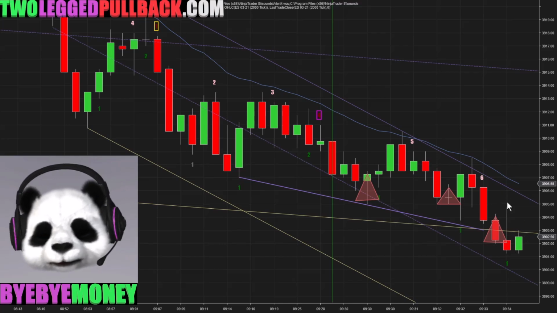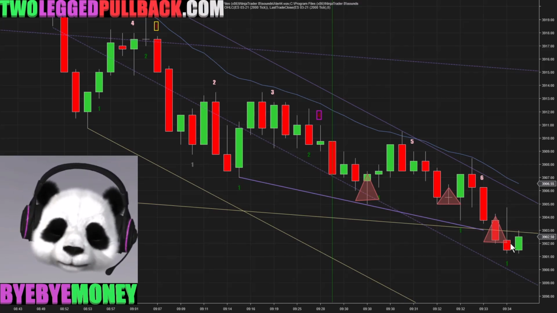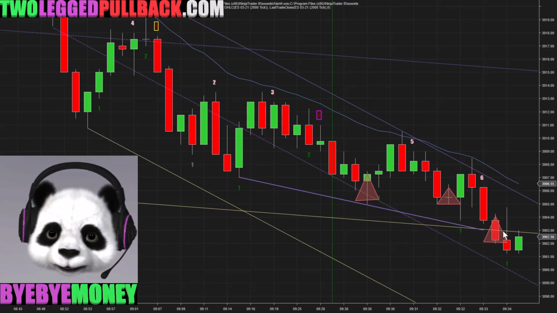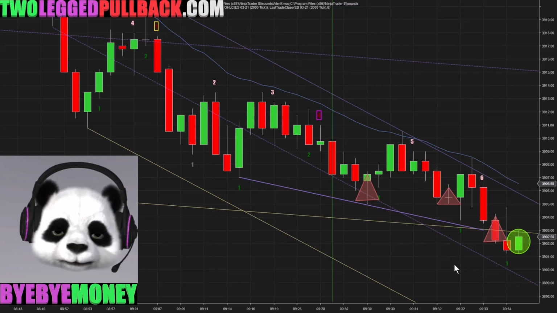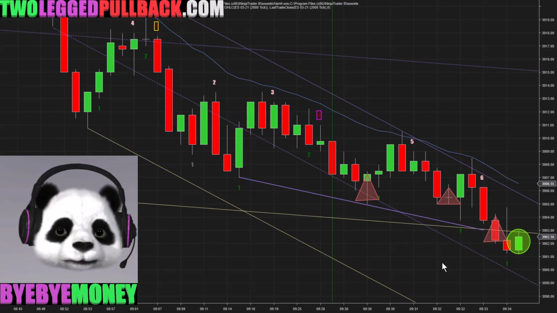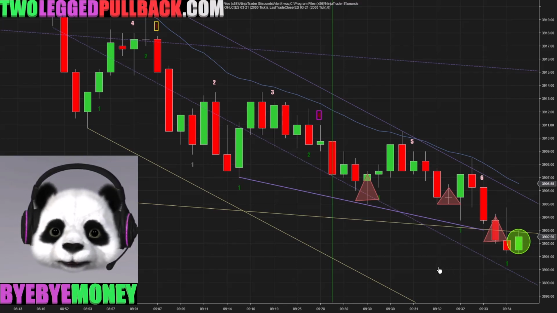Hidden second entry, pretty much a hidden second entry right here. I would be interested in going long here, and it might bite me in the butt, who knows? I don't know this exact chart right now. I didn't memorize the chart, so let's see what happens here.